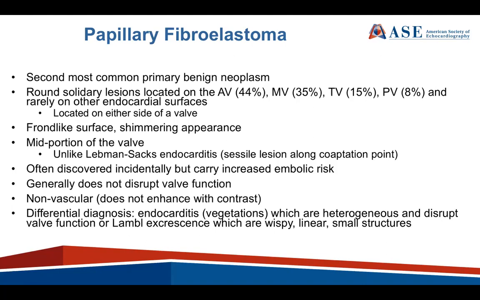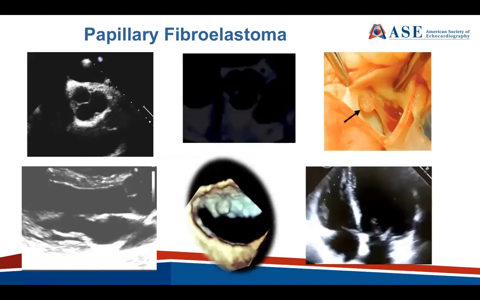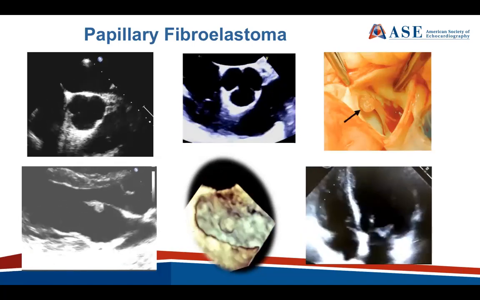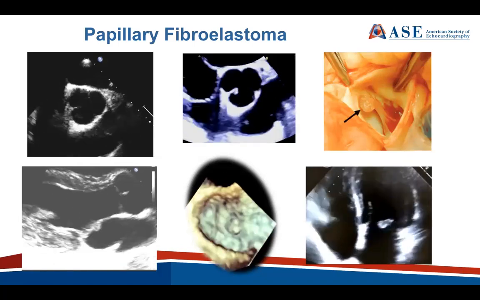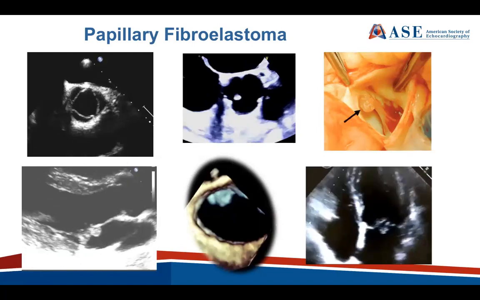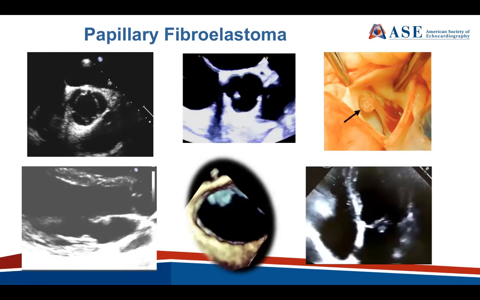The differential diagnosis is shown here, but does include endocarditis, especially in the case of positive blood cultures, and Lambl's excrescences, which are different from papillary fibroelastomas. These tend to be wispy, small, linear structures. We'll show examples of these in a few minutes. So these are examples of papillary fibroelastomas, all of the aortic valve on top and the mitral valve on the bottom. And you can see that they're smooth, round-like structures attached to the valve surface.